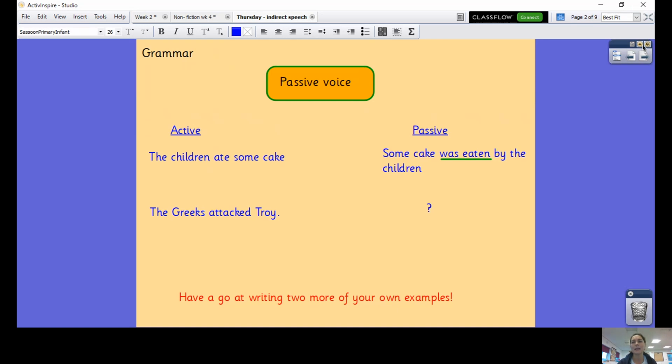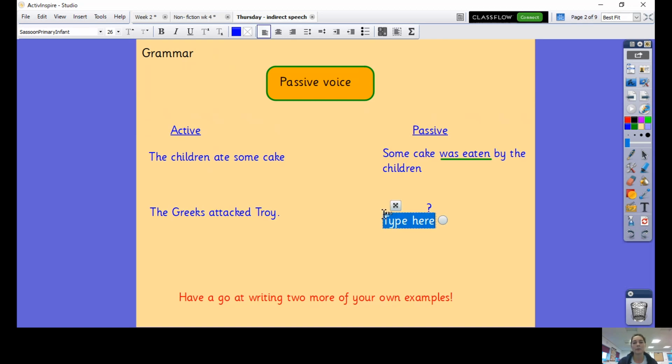Okay, so the Greeks attacked Troy. What would that be in the passive voice? Have a little think. What would you write down for the passive version of that? Troy is going to come to the front of our sentence. Was attacked by the Greeks. Okay, so you've just flipped that around and put the focus on your object, your place. Troy was attacked is the key part.